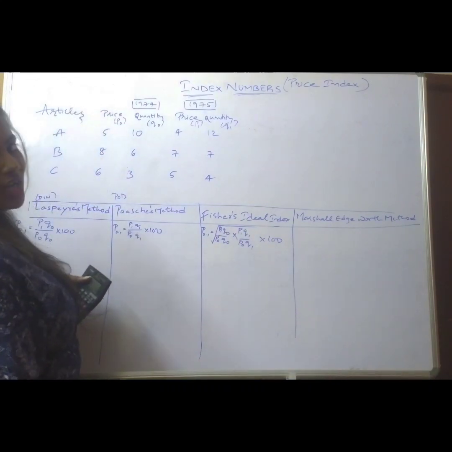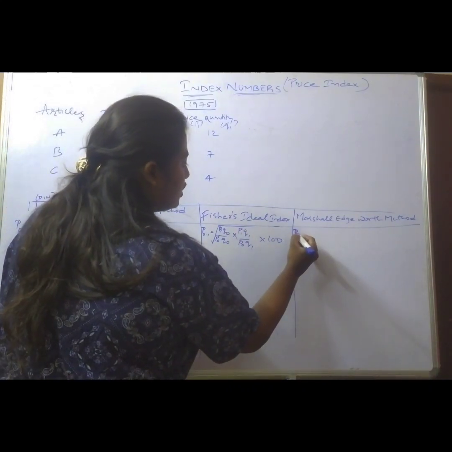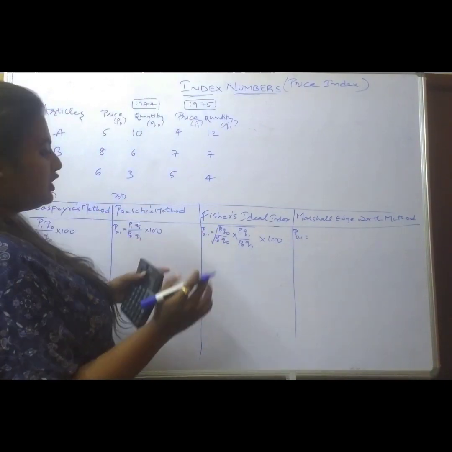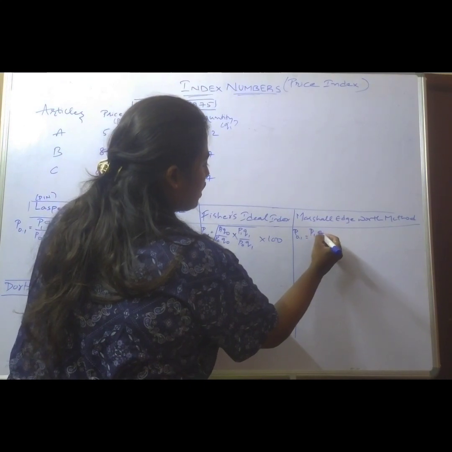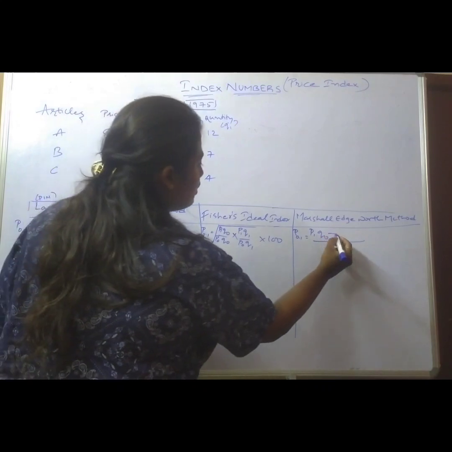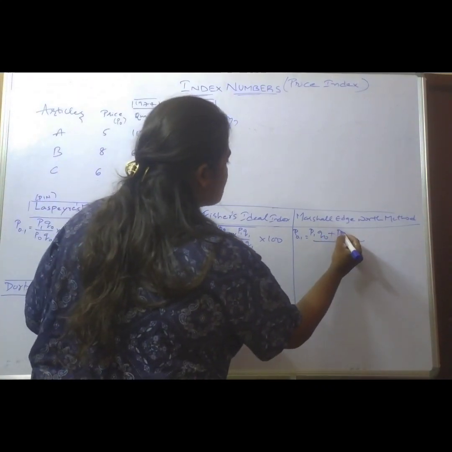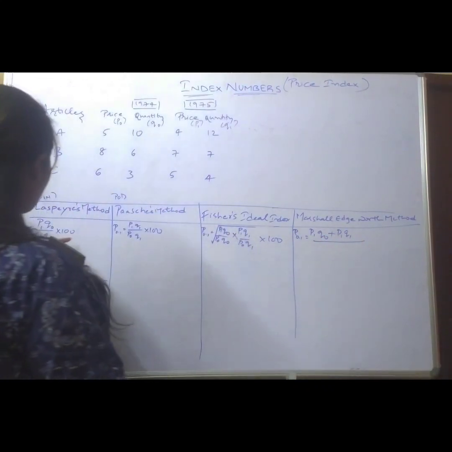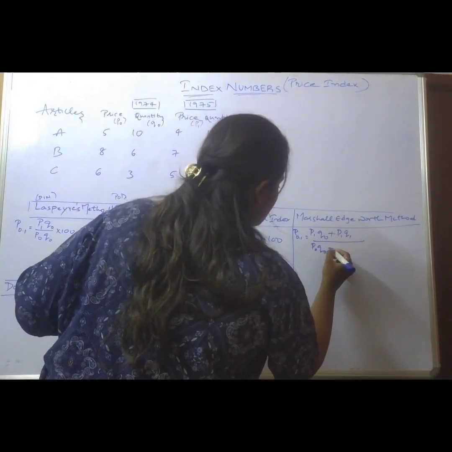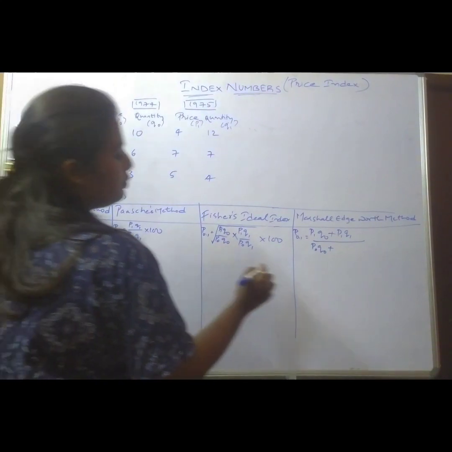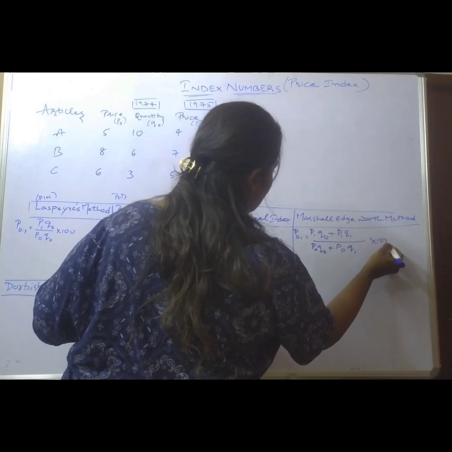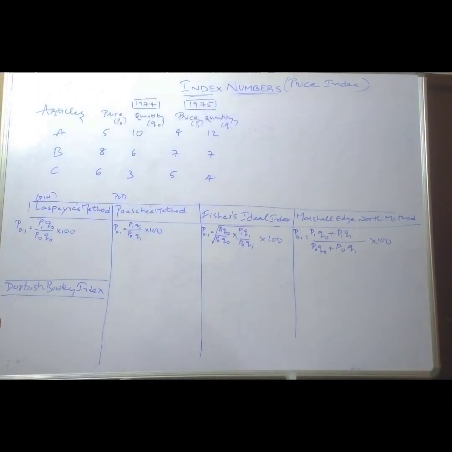Next one, Marshall formula. P01 is equal to, you just have to add everything which is there. Now P1Q0 plus, what is there in the numerator for past is P1Q1, whole divided by, here in last years we have P0Q0 plus P0Q1 for past, into 100. The same thing will be repeated. This is how you have to learn your formulas.